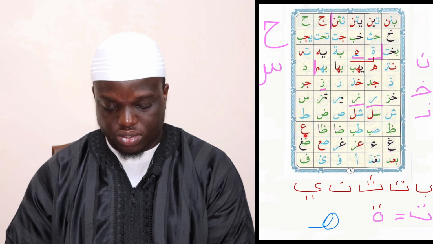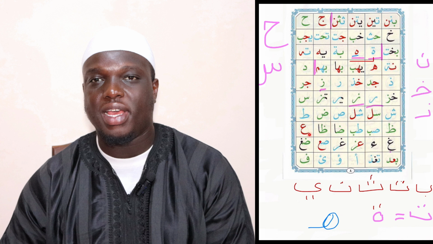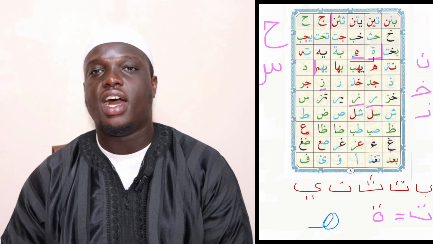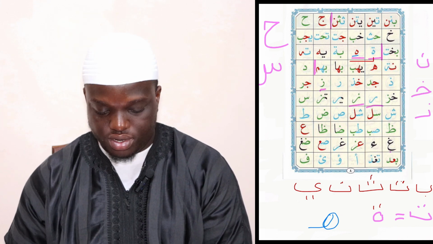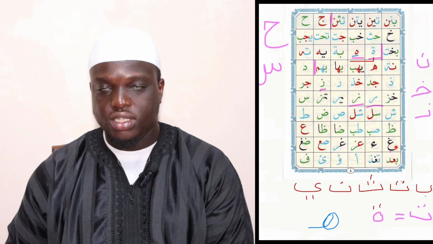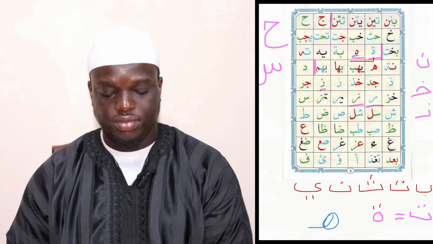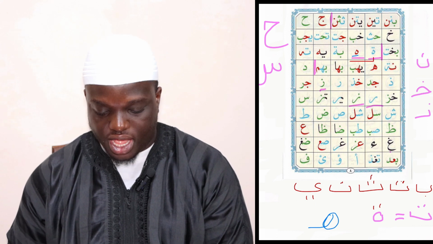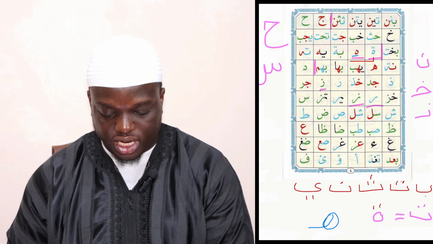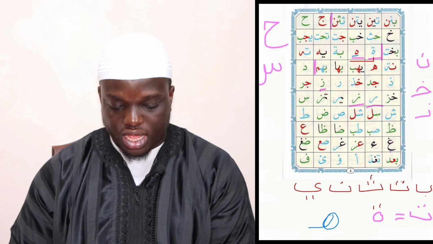And then we have what? What letter is this? Because I practiced lesson 1 and I mastered it. What letter is this? Ain. What letter is this? Ghain. We have Ain and Ghain. Ain has no dot. Ghain has a dot.